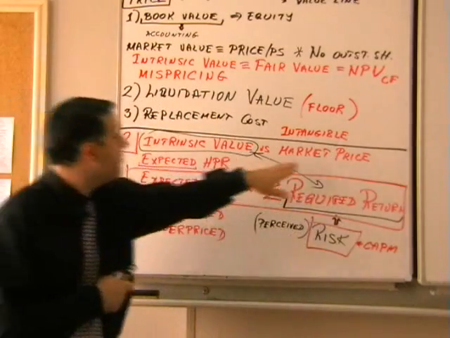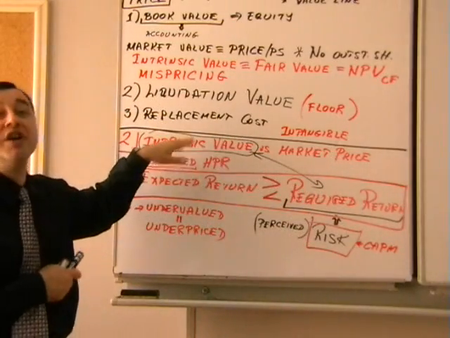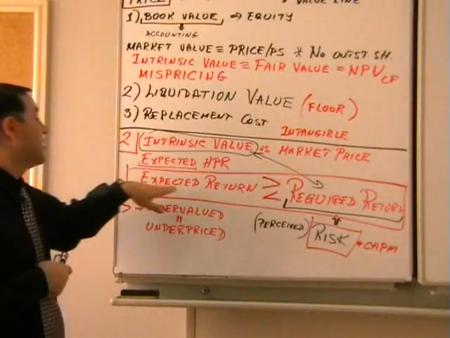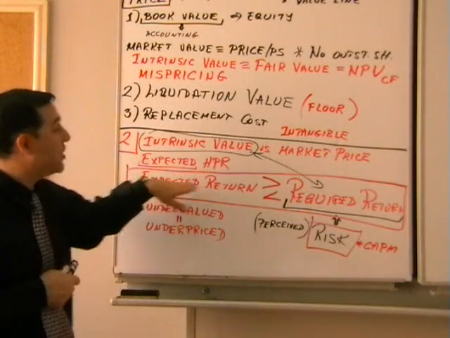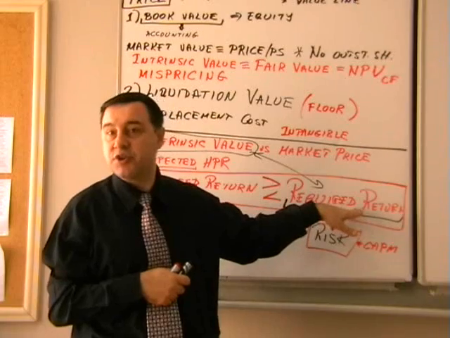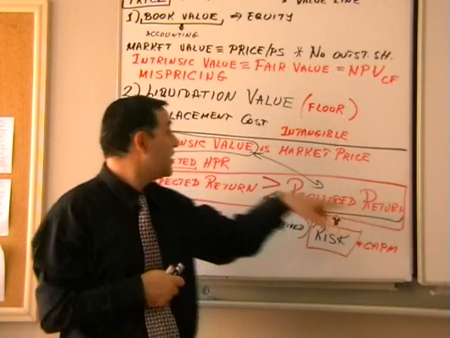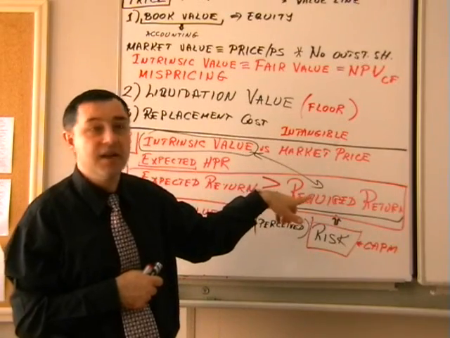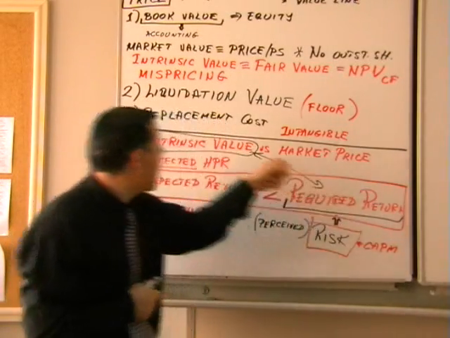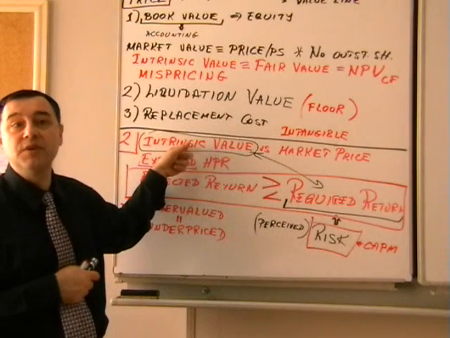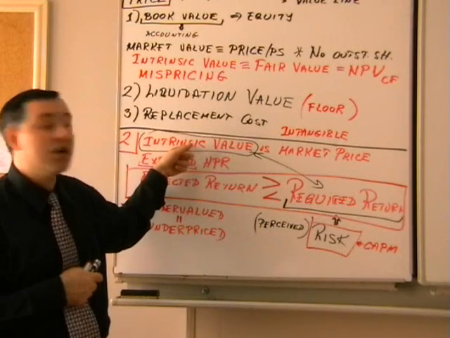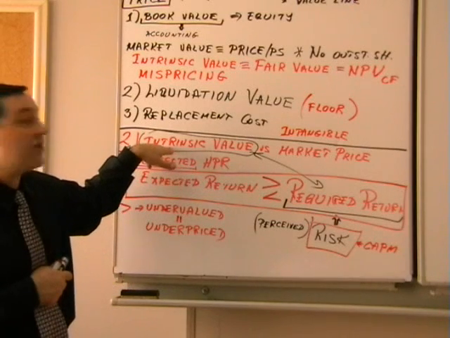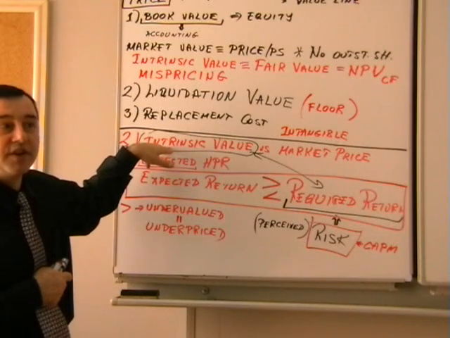So, when we compare market price to intrinsic value, this is equivalent to comparing expected returns with required returns. It is equivalent. These two approaches will give effectively the same result. And the reason is that here the required return enters the formula of intrinsic value over here. Alright? And the expected return enters the formula of intrinsic value over here. Alright?